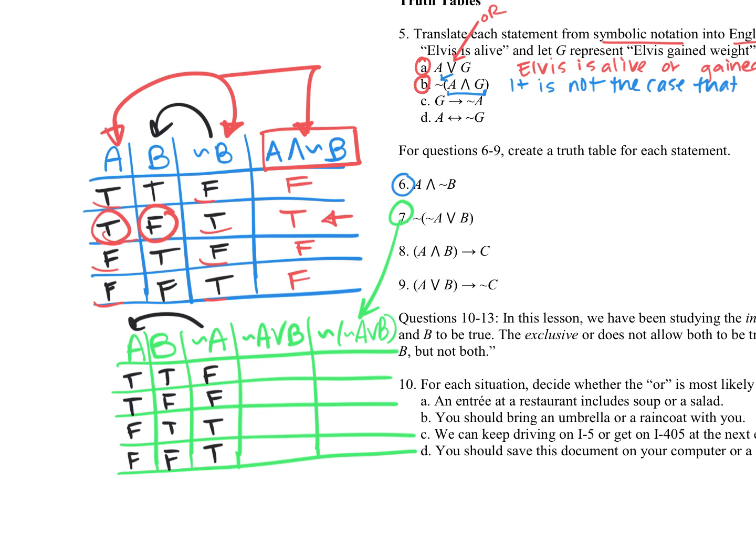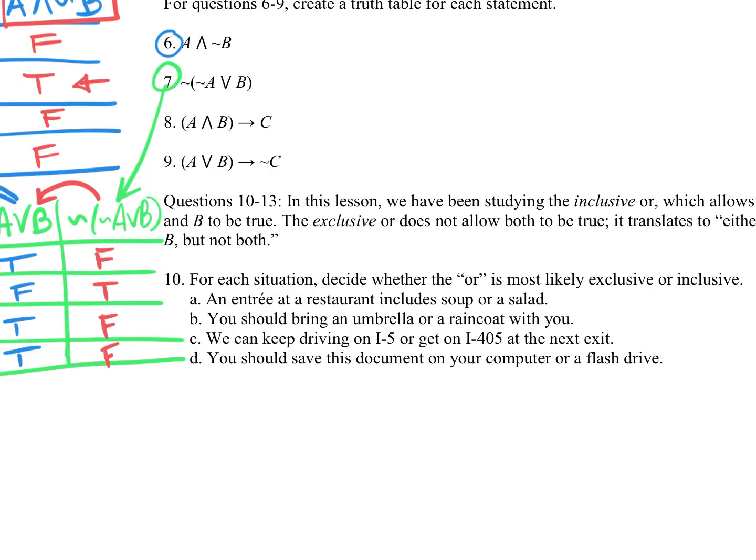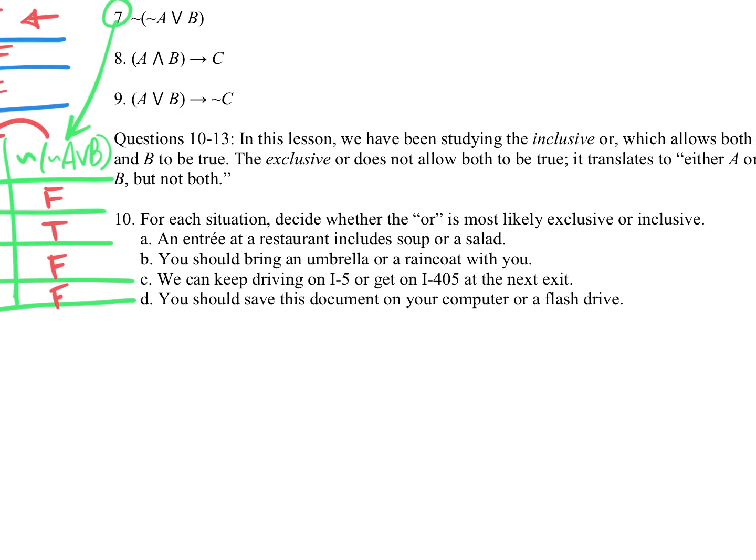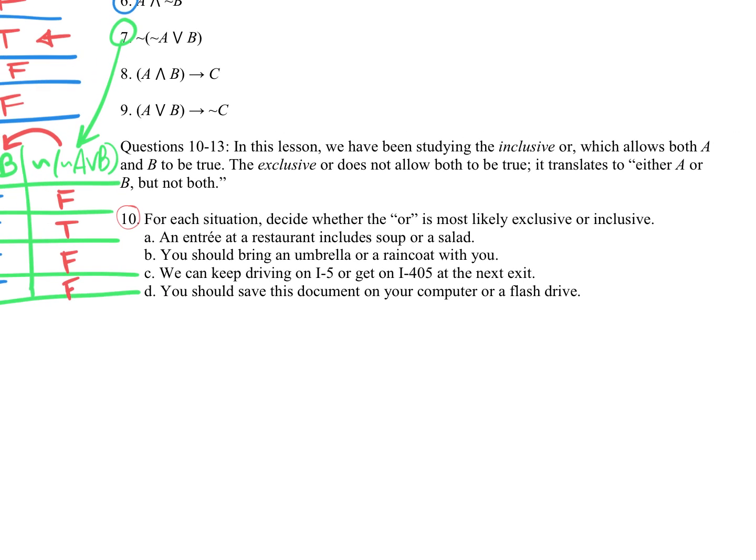We need to put A or not A or B together. So as long as one of them is true, we will be true because it's or. So we have everything true here except for that second row. Now we need to negate that last column, so it'll be false, true, false, false, false. Continuing our work here, for question number 10, it just kind of talks about the difference between inclusive or and exclusive or.